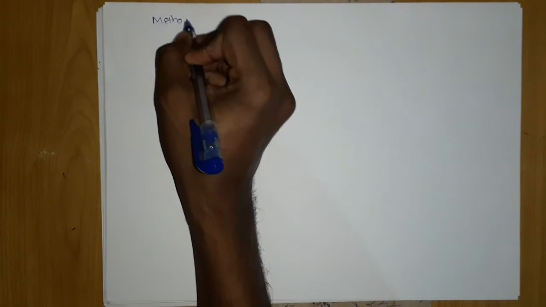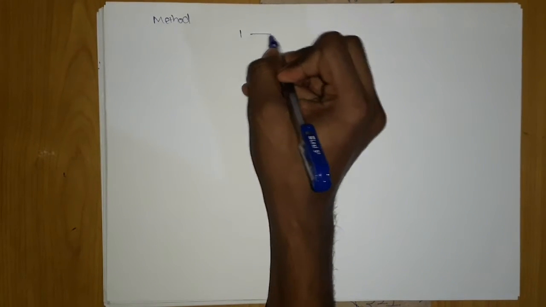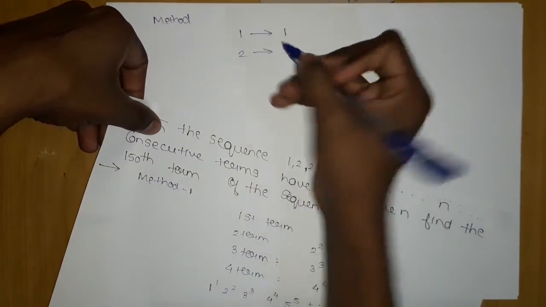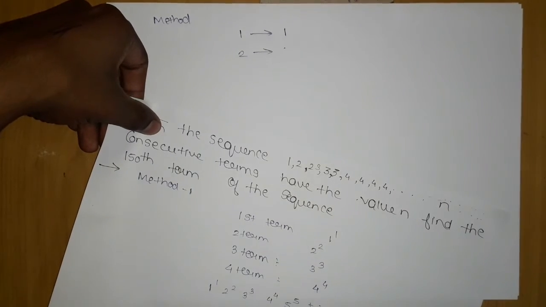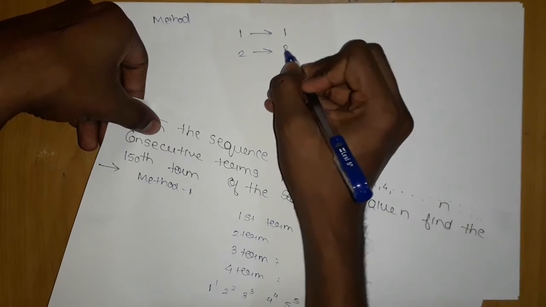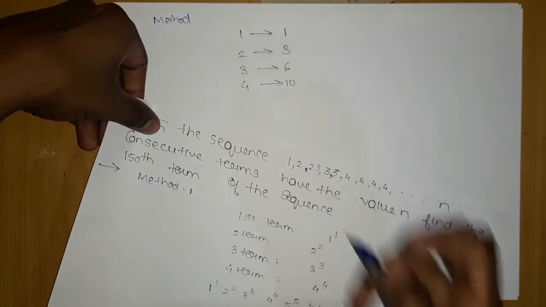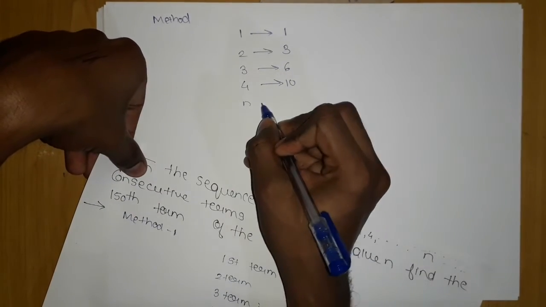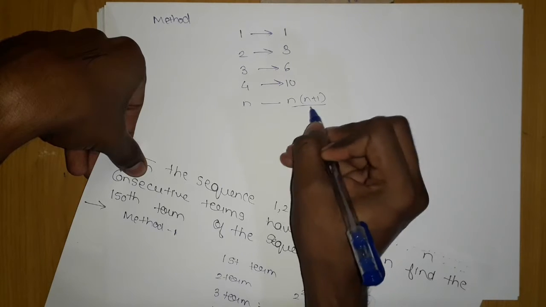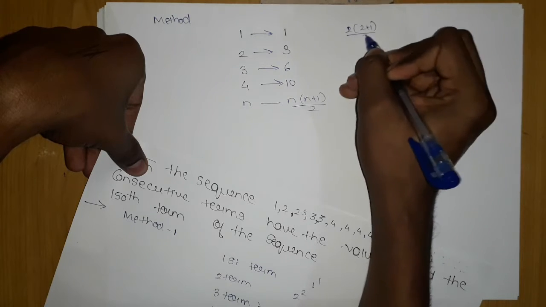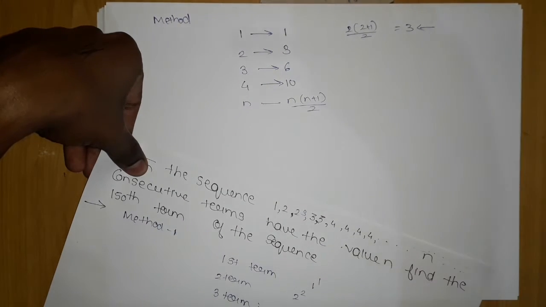Now let's check method 2. Method 2 says that if you see, the first term is at the first position, the second term is at the third position, the third term is at the sixth position, and the fourth term is at the 10th position. Then what will be the nth term? The nth term will be at position n(n+1)/2. You can verify this by putting n equals 2: 2 into 3 by 2 is 3, so the second term is at the third position.